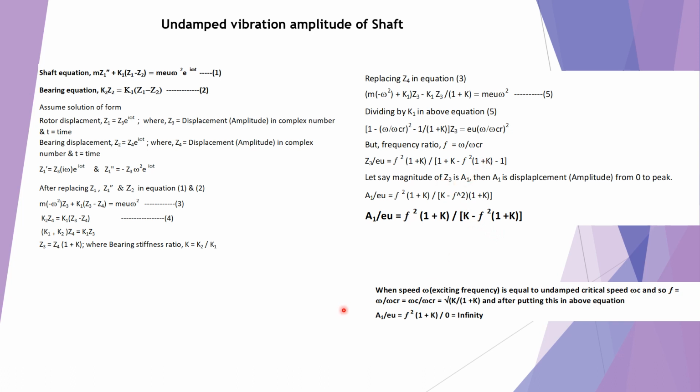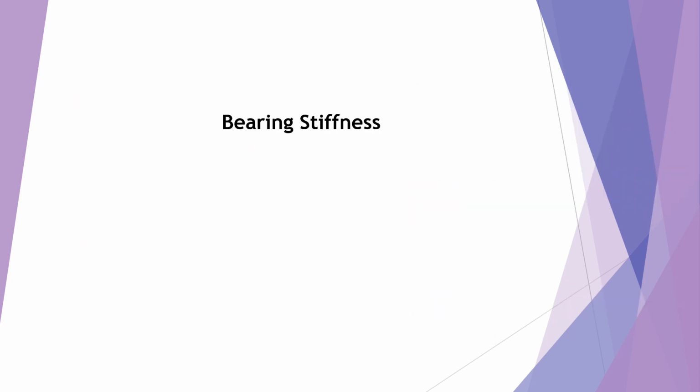So when speed omega is equal to the undamped critical speed, f is equal to omega upon omega cr, so omega c is omega cr, we can write square root of k upon 1 plus k, and putting this into the equation again, shaft amplitude is also infinite at critical speed.